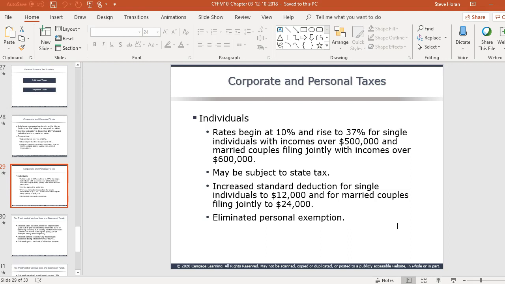A lot of deductions were eliminated, and instead what they did is they gave everybody a higher standard deduction. It used to be about half of what it was. As you can see here, it's 12,000 single, 24,000 married. It used to be about half that.